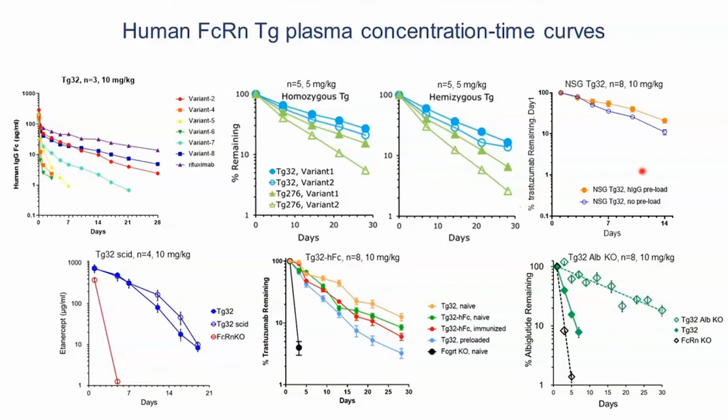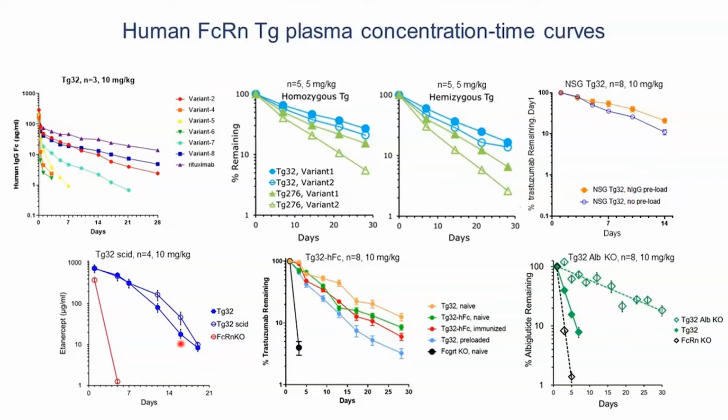So what we did was we preloaded mice with human IgG, and that binds up those receptors, and the excess antibody then can be protected by the human FcRn in these mice. And so when preloaded, you get better clearance. And when you don't preload, the clearance is a little more rapid. So that's something to keep in mind with this model.